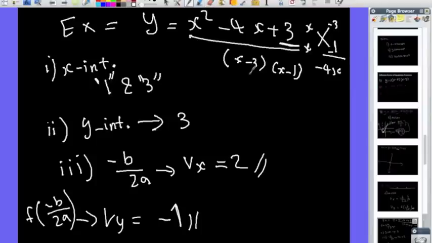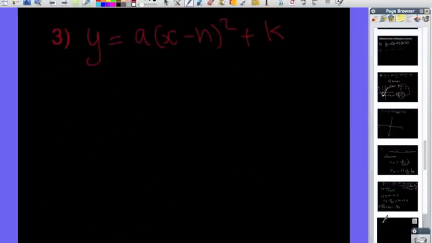Okay, so now let's move on to the third form, which is this. By this, I mean y equals a times x minus h, all squared, plus k. Also, this formula is called the vertex form. This form is called the vertex form.